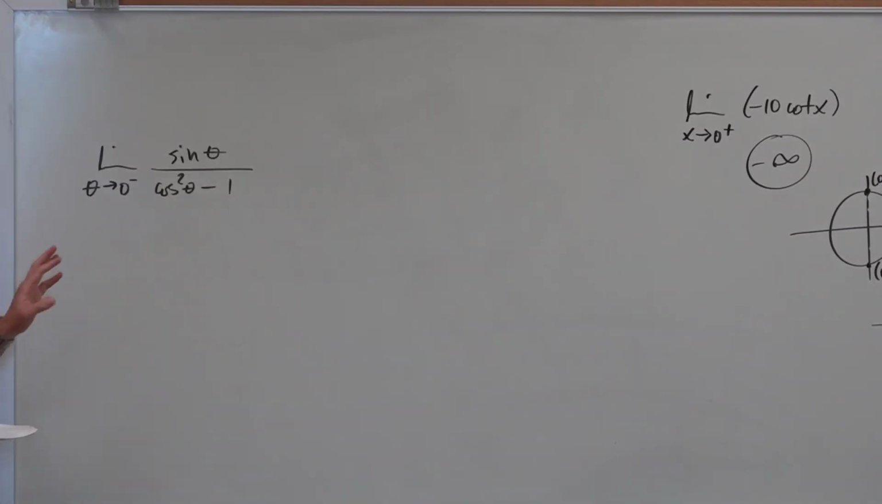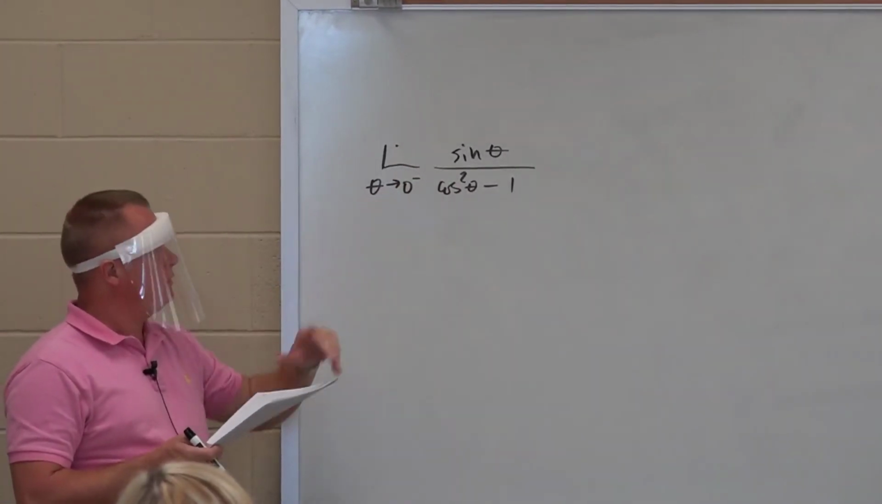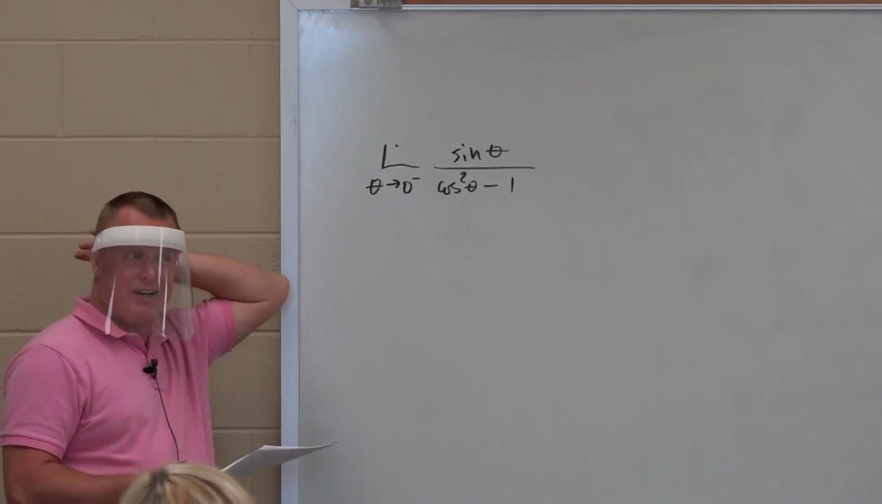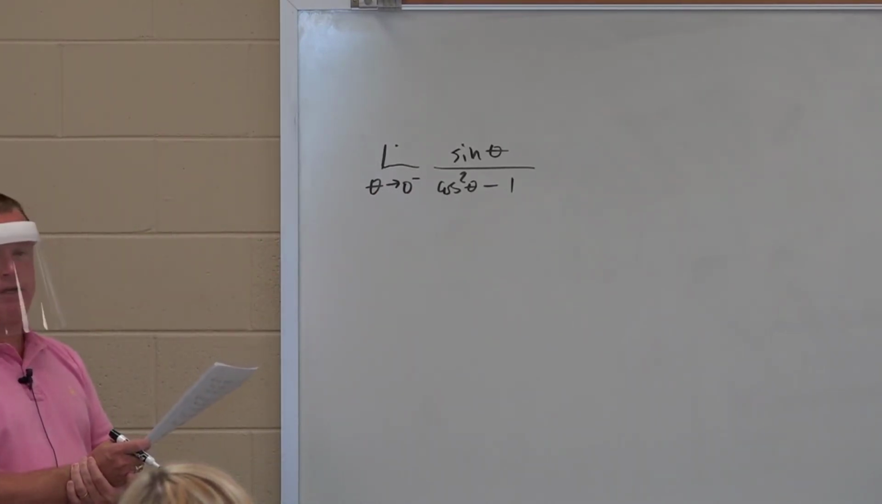All right, now if I can't reduce this with the denominator there, all right? But can I reduce that? Well, you got cosine squared in the denominator. What do you think of when you think of cosine squared?